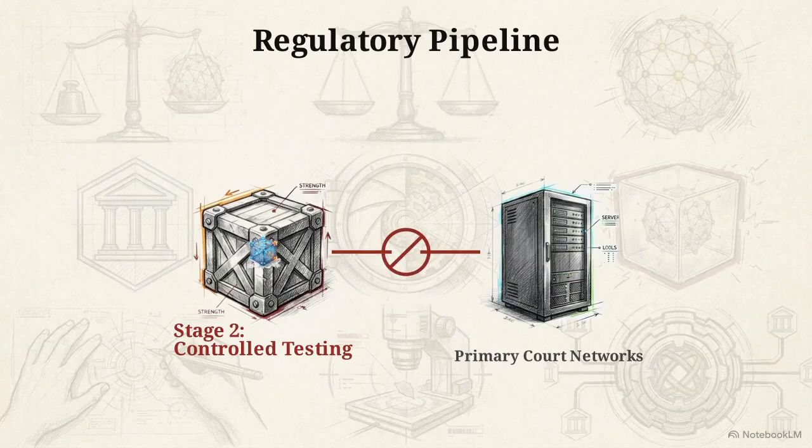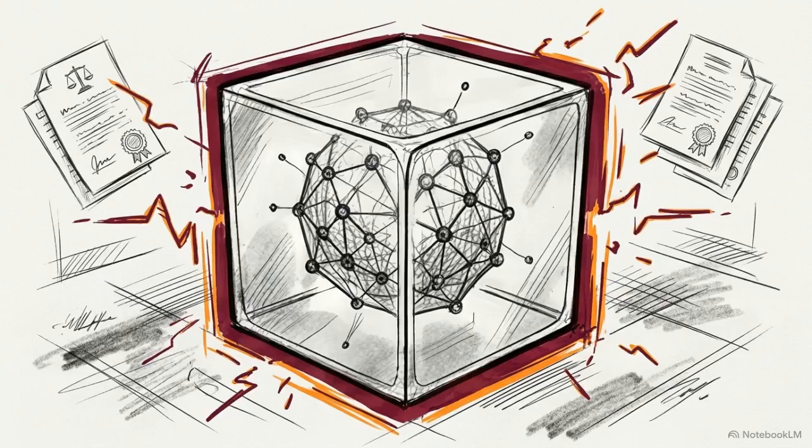Tools clearing this gate enter Section 36's quarantine zone, Stage 2 controlled environment testing, which explicitly severs the connection to primary court networks. The rules mandate a hard firewall for this testing environment. Sandboxed AI tools cannot interface with live operational networks, nor influence actual adjudicatory decisions.